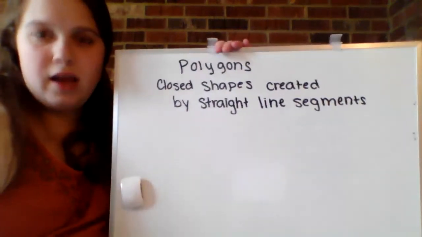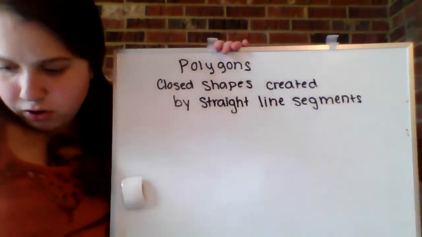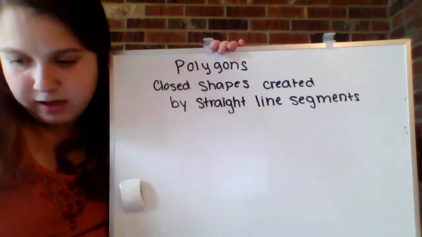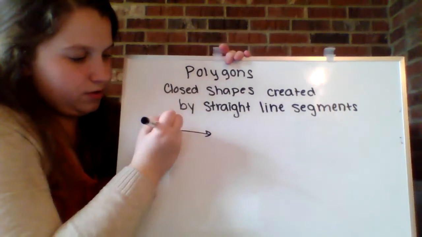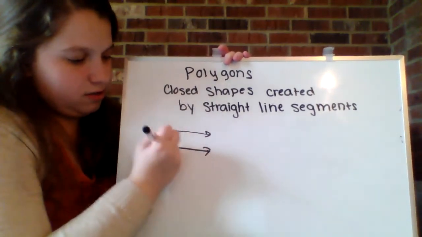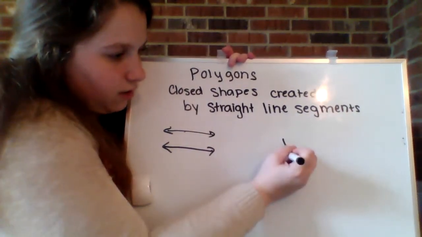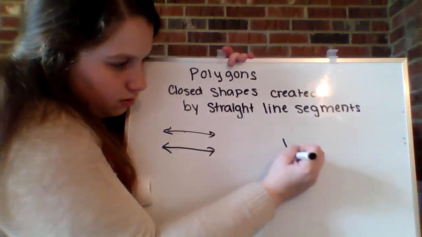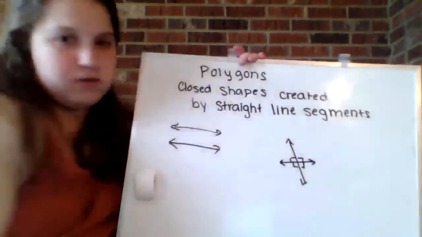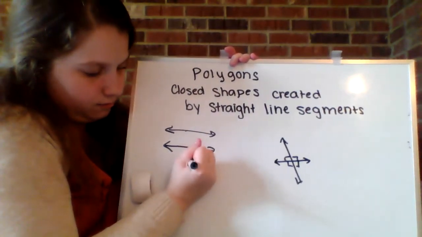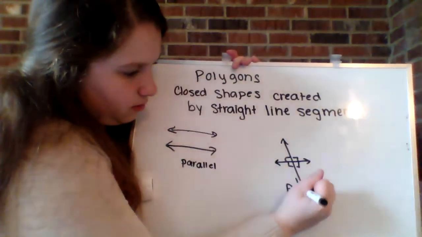We talked about the names of special types of polygons. We talked about parallel and perpendicular lines. So parallel lines will never touch. They just keep going on their merry way. Perpendicular lines do cross, and they cross to create 90-degree angles. So that's why we give them a special name. So parallel and perpendicular.